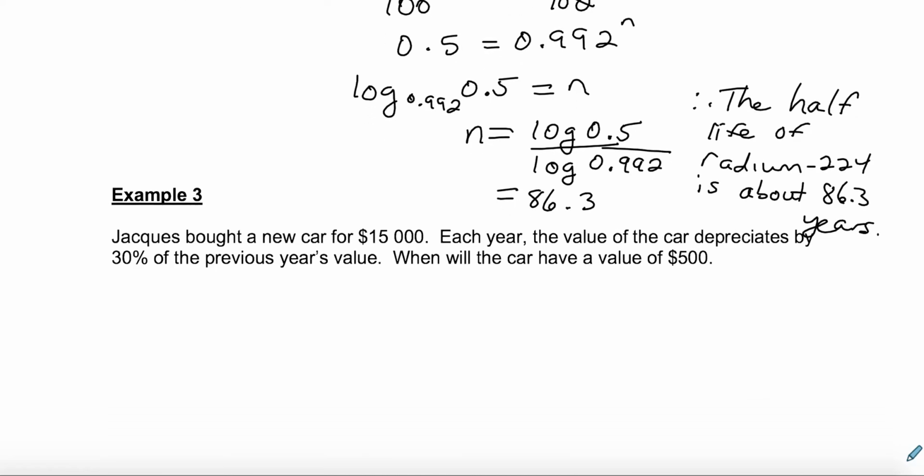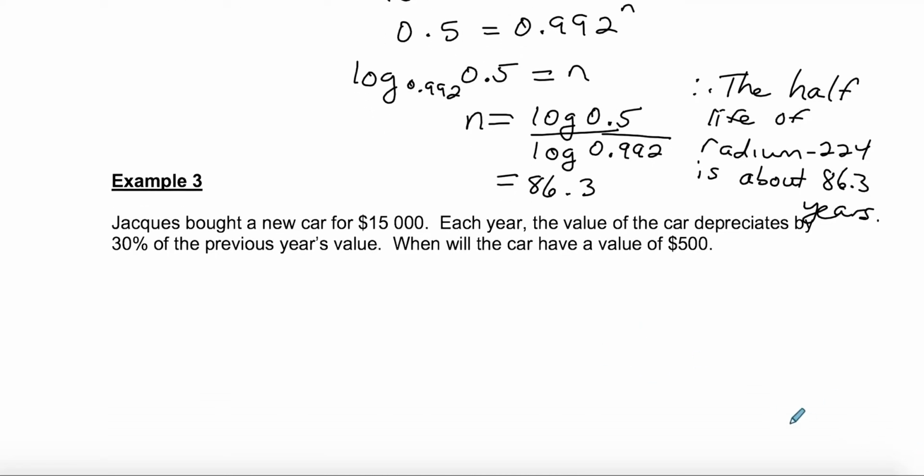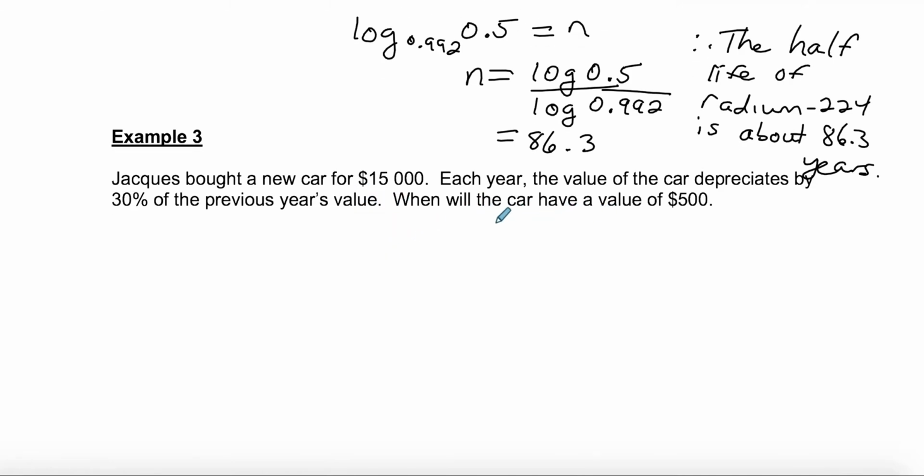Example 3 is a different kind of question. Jacques bought a new car for $15,000. Each year, the value of the car depreciates by 30% of the previous year's value. When will the car have a value of $500? Again, we're looking for when. How long is it going to take? So I feel like we're going to have to find out what the exponent is again.